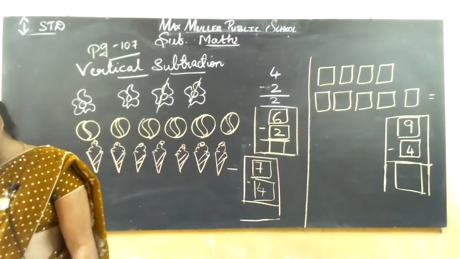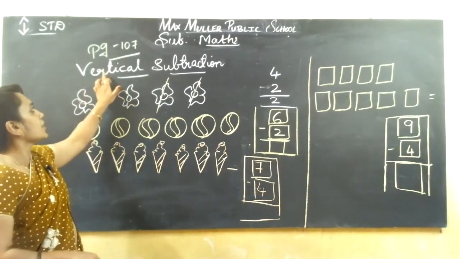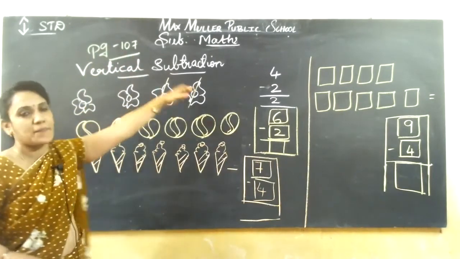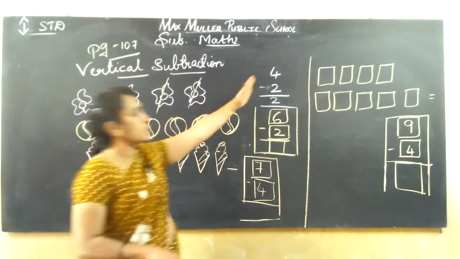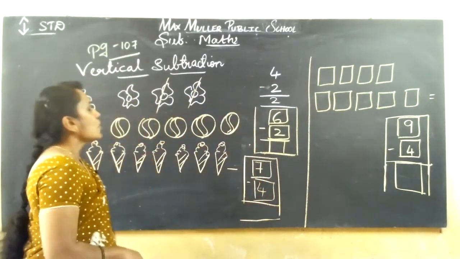Shall I do this page? Yes. See, in the first sum, what is the heading? Page number 107. Have you opened? Next, vertical subtraction. What is this? Vertical subtraction. I told you. What you will write like this? That is vertical. If you write like this, that is horizontal.